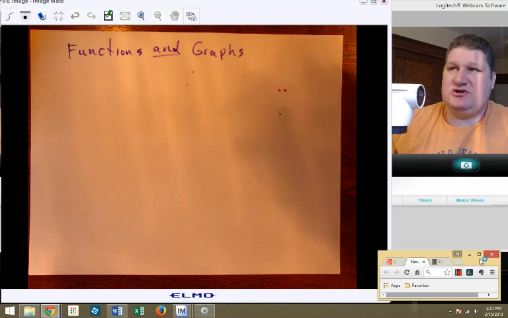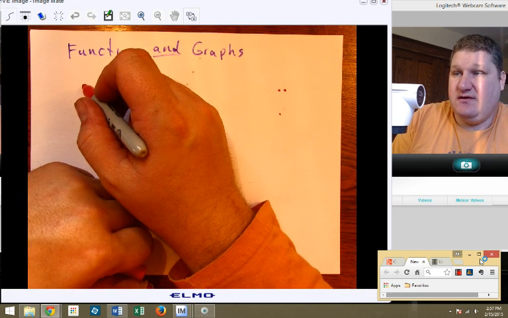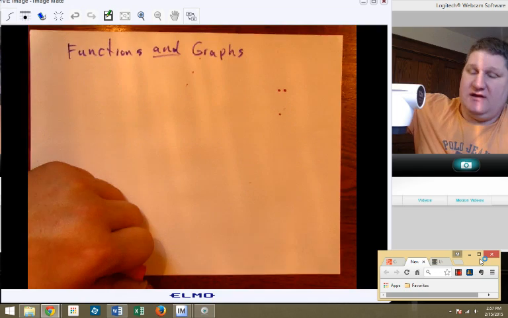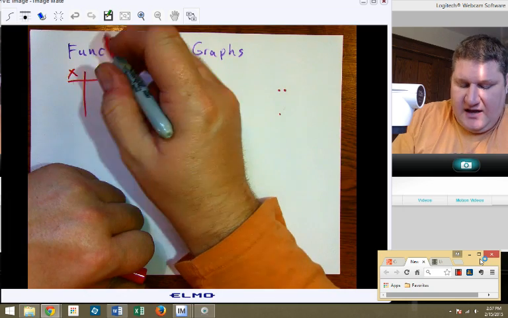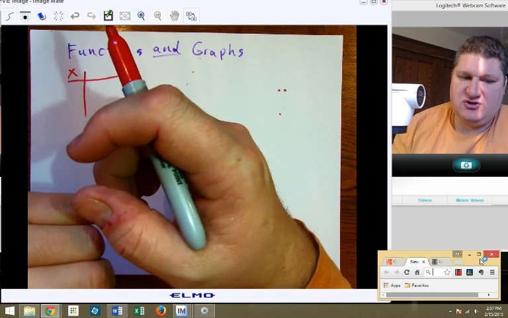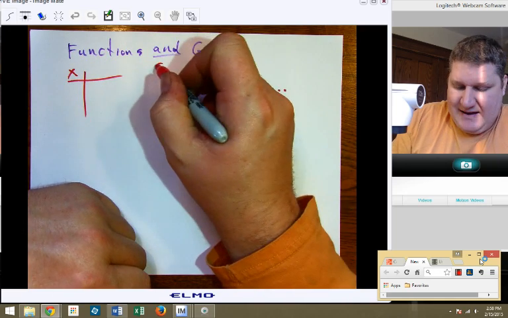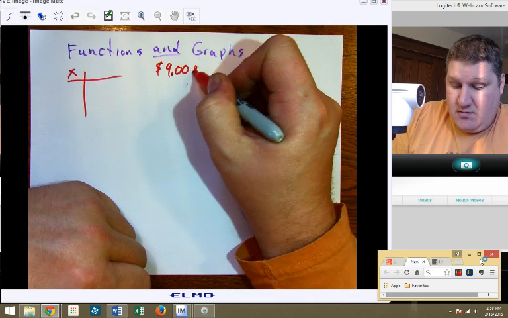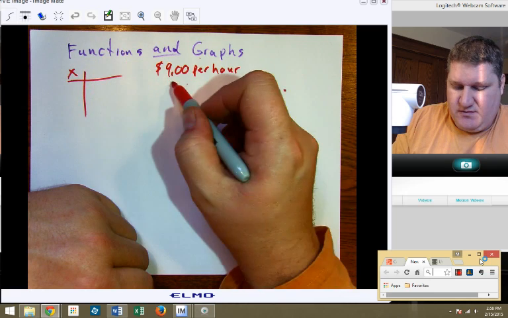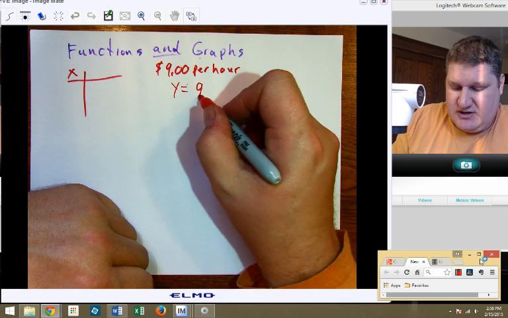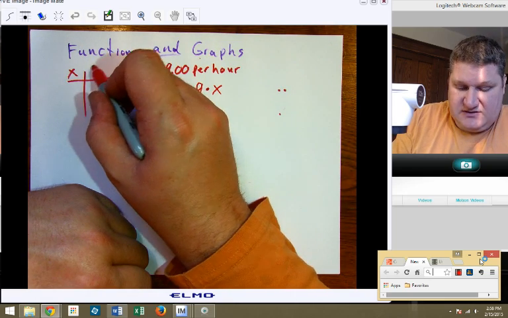Okay, ladies and gentlemen, let's talk about functions and graphs. Previously, we talked about how to give a function using tabular data. To give a function using tabular data, we're going to make a table, x, and let's give a function about how much you make per hour. Let's assume you have a job that you make $9 per hour. With that, your function would therefore be y equals $9 times x. So in this case, we're going to say 9x.